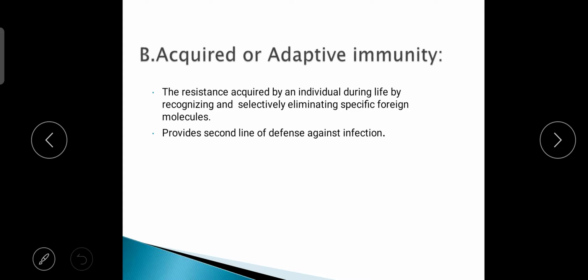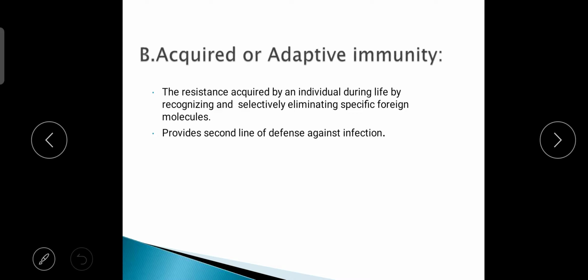Hello everyone. In today's class we are going to study acquired or adaptive immunity. This is the second type. Last time we discussed innate immunity, so today we are going to see the remaining, second type of immunity, that is acquired or adaptive.